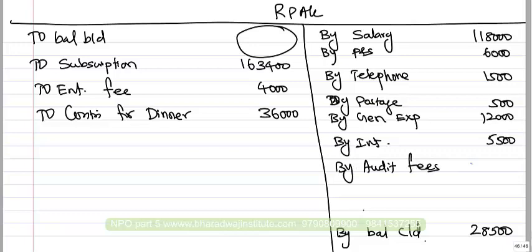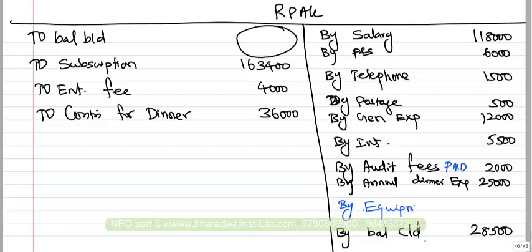Audit fees, don't take what is given in the income and expenditure account. It is given what is paid. What is paid? 2,000. Then annual dinner expenses. We have done the working also. By equipment purchased. Closing balance 28,500 is given. Tally this, you will get the balancing figure as opening balance.